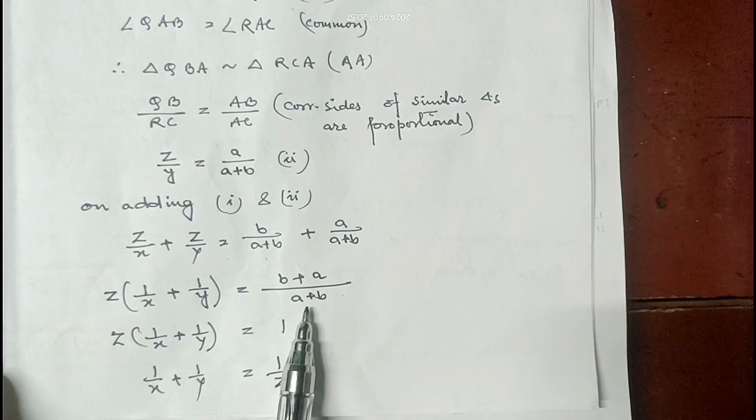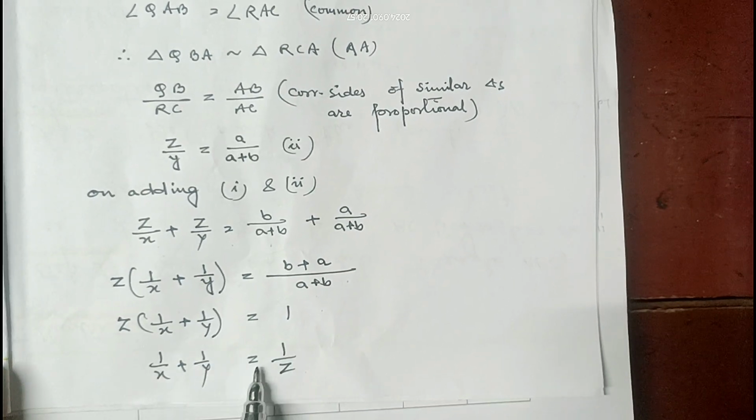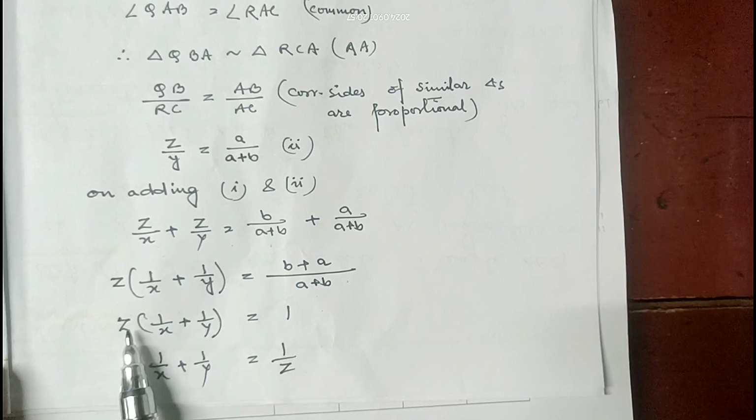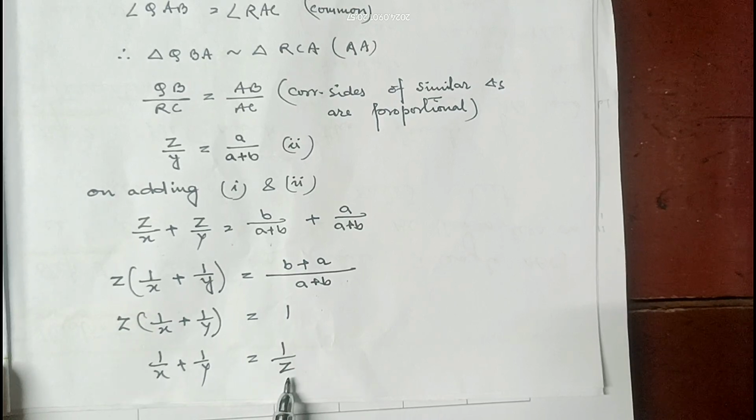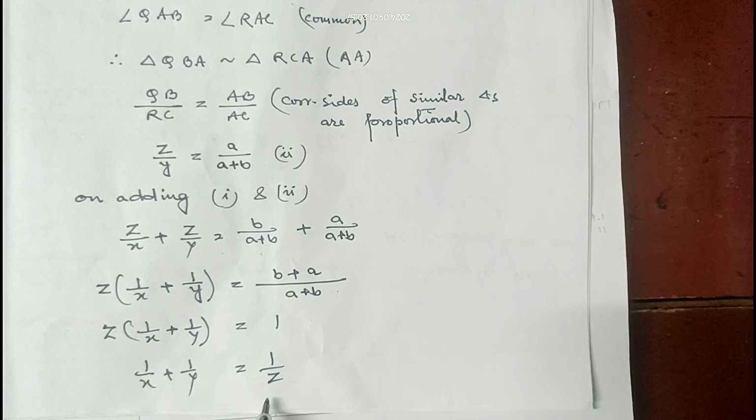Both are same, so it can be cancelled. So we are left with 1. So 1 by X plus 1 by Y equals 1 by Z. This Z, if I shift, it will become 1 by Z. So we got the relation that is to be proved, that is 1 by X plus 1 by Y equals 1 by Z.